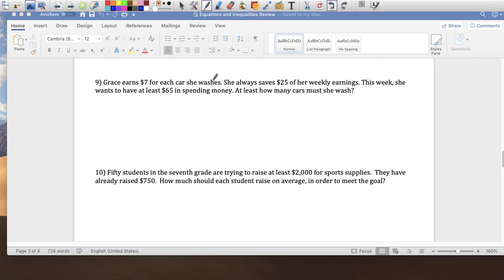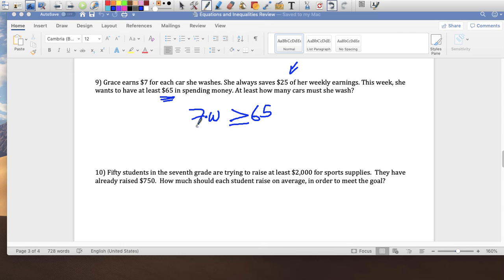Hang on a second. She earns that. All right, so it doesn't say that she has $25. I don't know why this 25 is here, because my understanding is that she earns $7 for every car that she washes. Okay, and this week instead of 25, she wants to earn $65. So how many cars does she have to wash? So the money that she is going to earn has to be greater or equal to 65. So if you're making money washing cars, let's see how many you need to make.